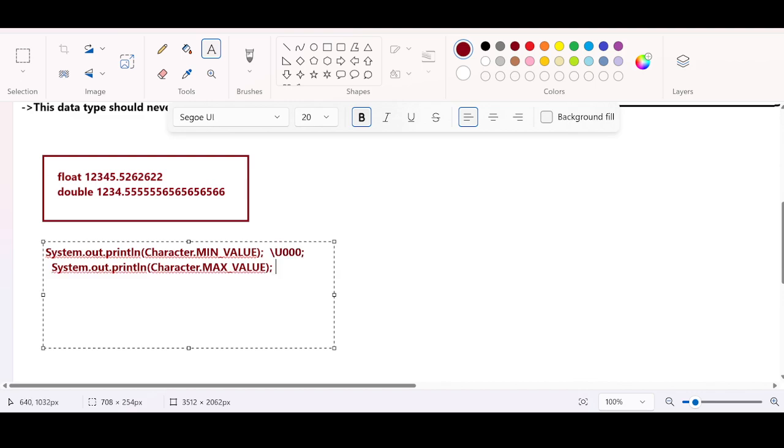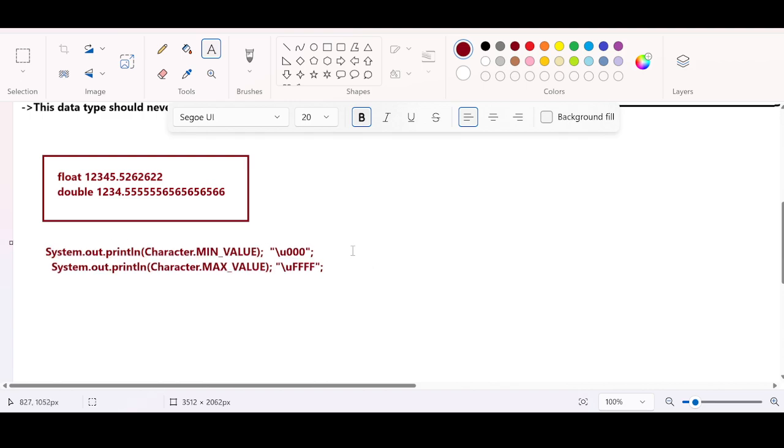And the maximum value is what? \u, with the f in lowercase. If you convert the minimum, you get something like a space, and if you convert the maximum, you will get a value that is not getting converted directly. So this is the minimum value and the maximum value for the character data type with the Unicode representation. It is getting represented in the form of Unicode.